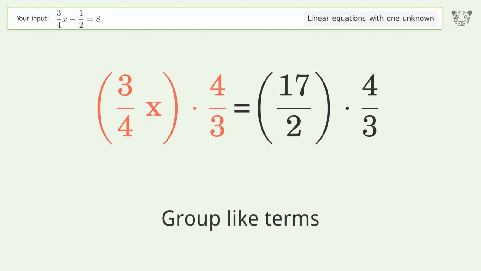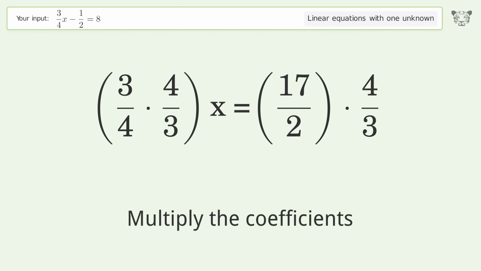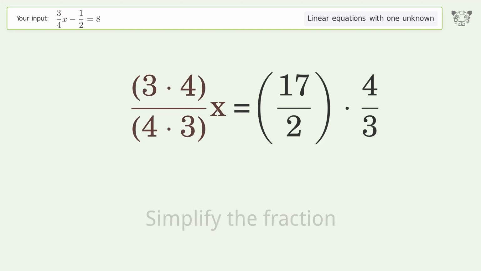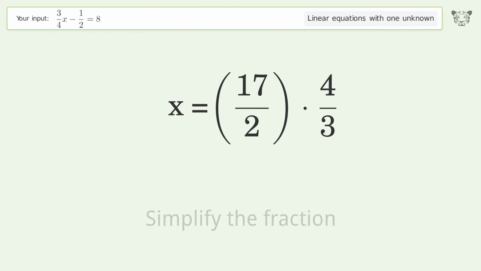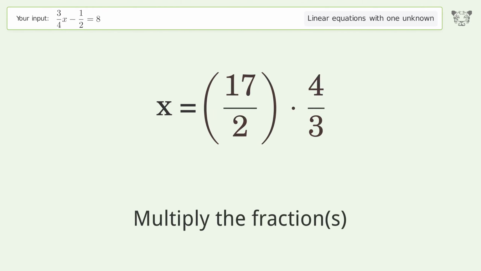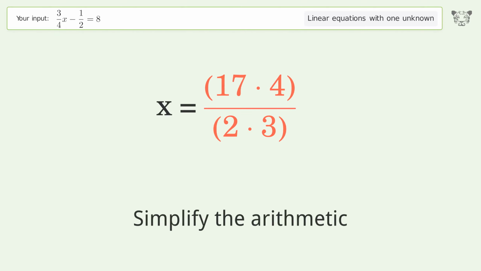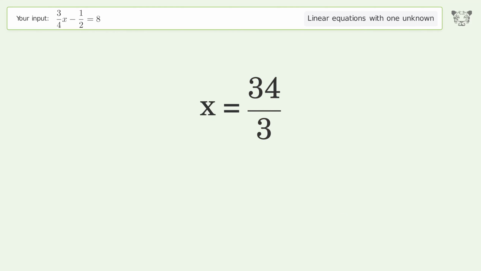Group like terms. Multiply the coefficients. Simplify the fraction. Multiply the fractions. Simplify the arithmetic. And so the final result is x equals 34/3.